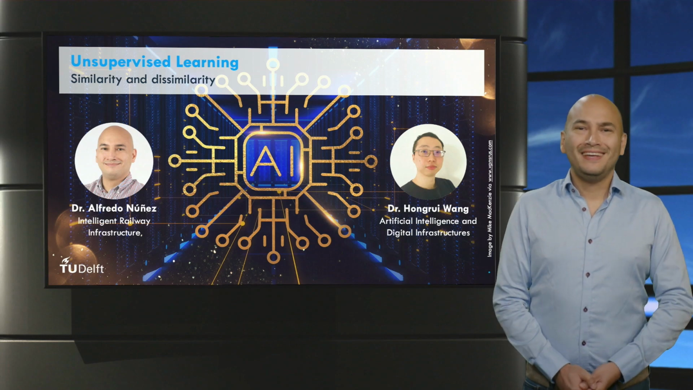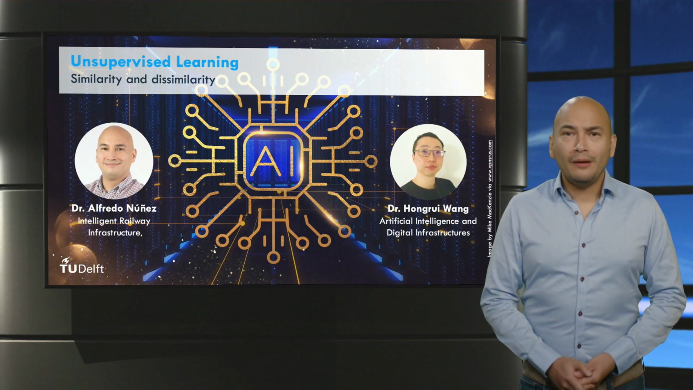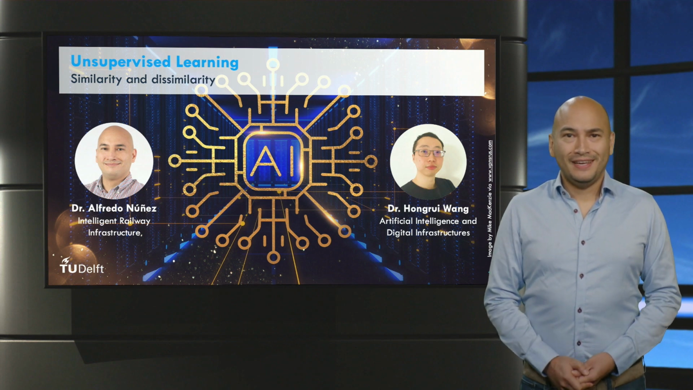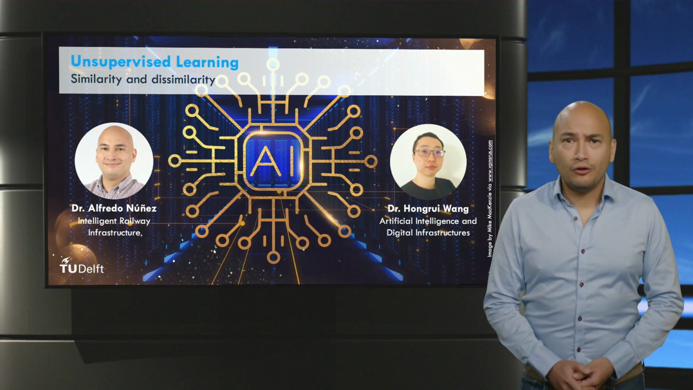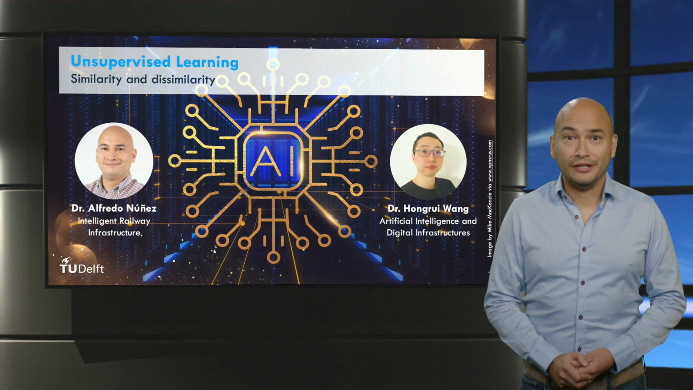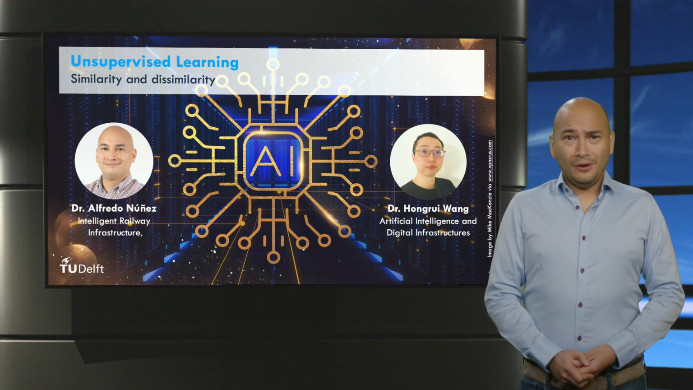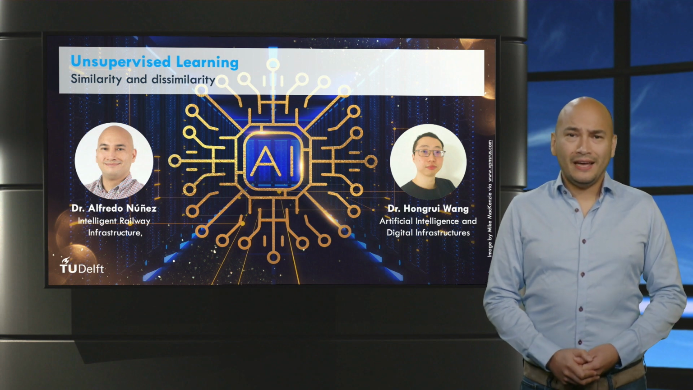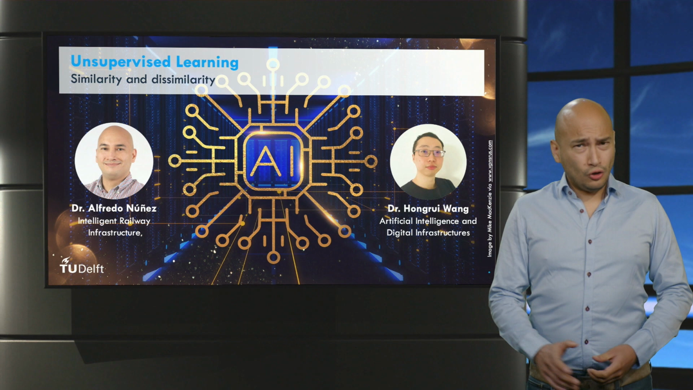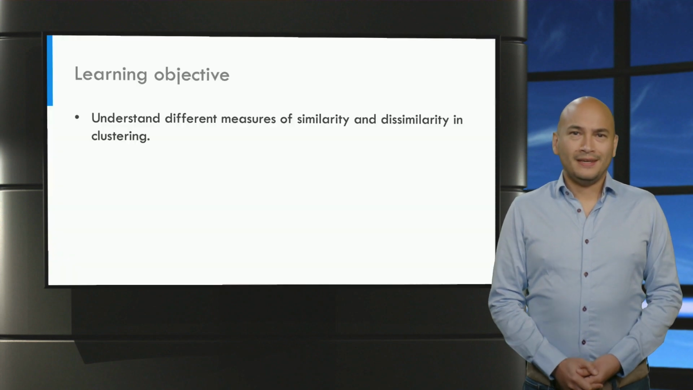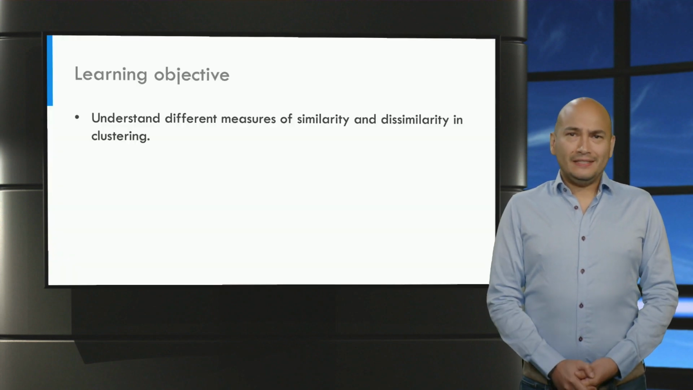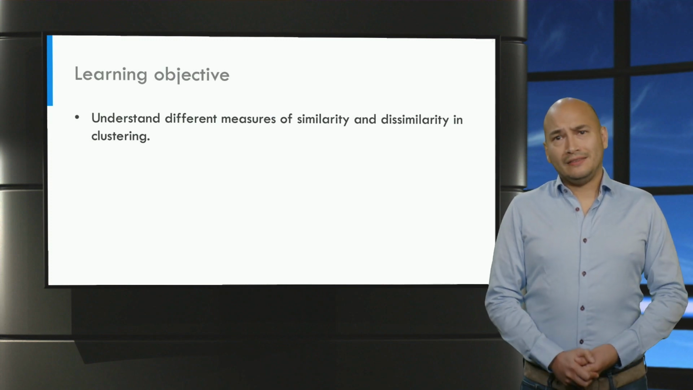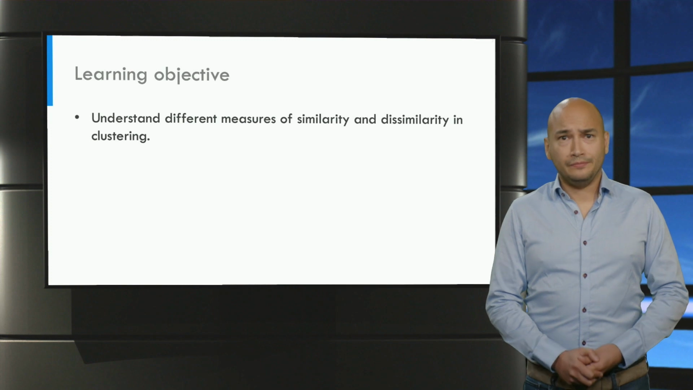Hello everyone! In this video, you will learn about different measures of similarity and dissimilarity. These measures are used to perform clustering in unsupervised learning. Together, we will go through some typical measures of similarity and dissimilarity and their mathematical definitions with some visualization. After watching this video, you will be able to understand different measures of similarity and dissimilarity in clustering.